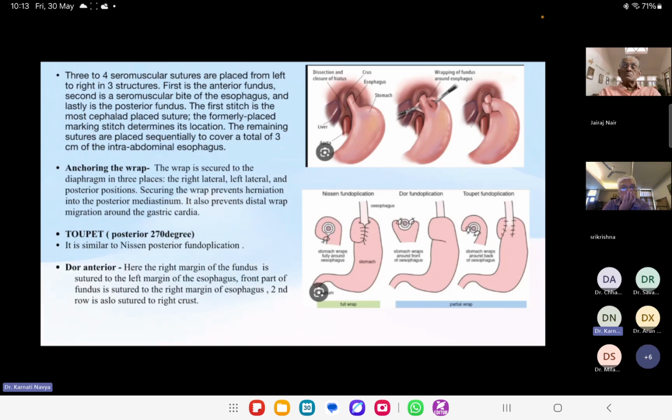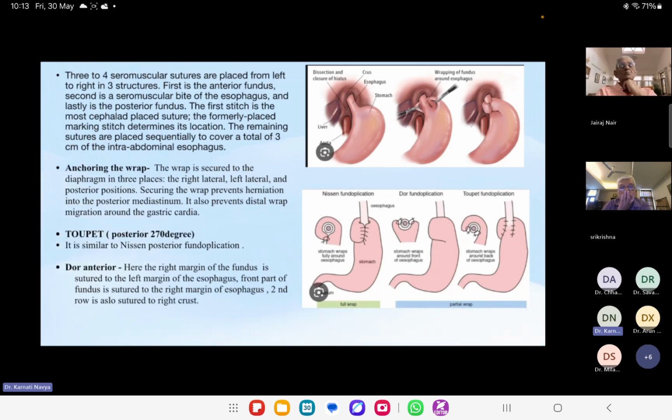This picture shows the wrapping of the fundus around the esophagus. The greater curvature is held on the left side, and the posterior fundus is brought from behind the esophagus, and the anterior part of the fundus is brought together to join the posterior fundus, which is the third picture. Both of them are joined to close the myotomy site.